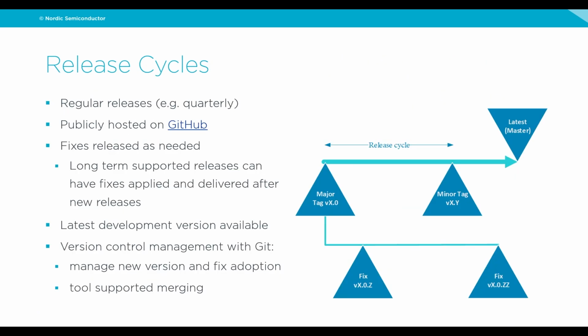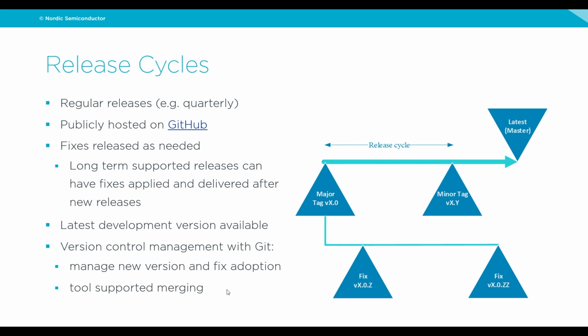Release cycles. nRF Connect SDK is released on a quarterly basis. Version 1.5.0 was released maybe 1.5 weeks ago. It is publicly hosted on GitHub, and fixes are released as needed. So even if it's a long-term supported release, it can have fixes applied and delivered after new releases, as can be seen down here. And the latest development version is available, so that is the master branch.